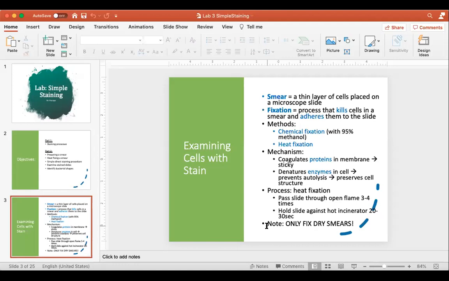And that's because even if it's a little bit damp and you put that slide over heat and you heat up the cells, you can create an aerosol. You won't see it. It'll be very small. The amount of material that you're sending up into the air will be very small, but it's enough to be dangerous. So we only fix, specifically heat fix, dry smears. All right, very important safety note there.